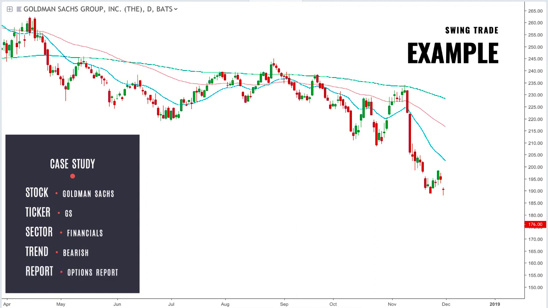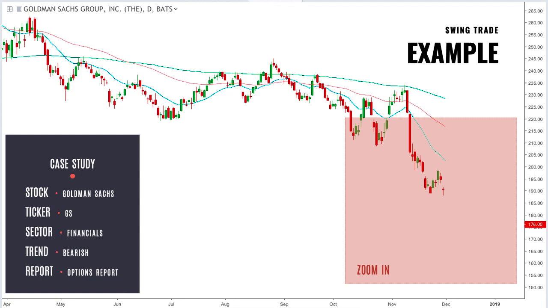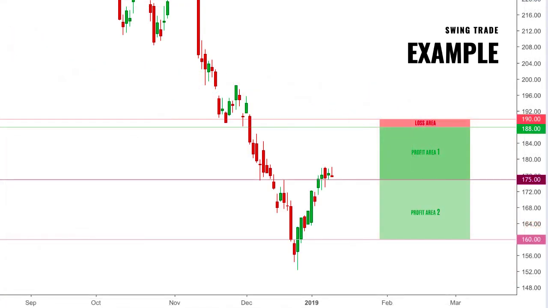This particular example came from our options report a couple of weeks back, and you want to go check that out if you haven't. We've got awesome scouting reports that come out each week giving you awesome setups for swing trades. Now let's take this example, zoom in on it, and see what actually happened after the trade setup occurred.